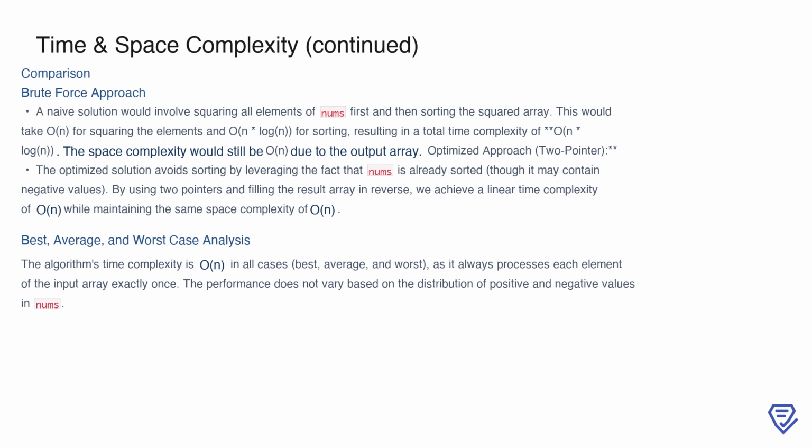However, the optimized two-pointer approach eliminates the need for sorting by leveraging the fact that the input array is sorted, though it includes negative values. By using two pointers and filling the result array in reverse, the algorithm achieves a linear time complexity of O(n), while maintaining the same space complexity of O(n).